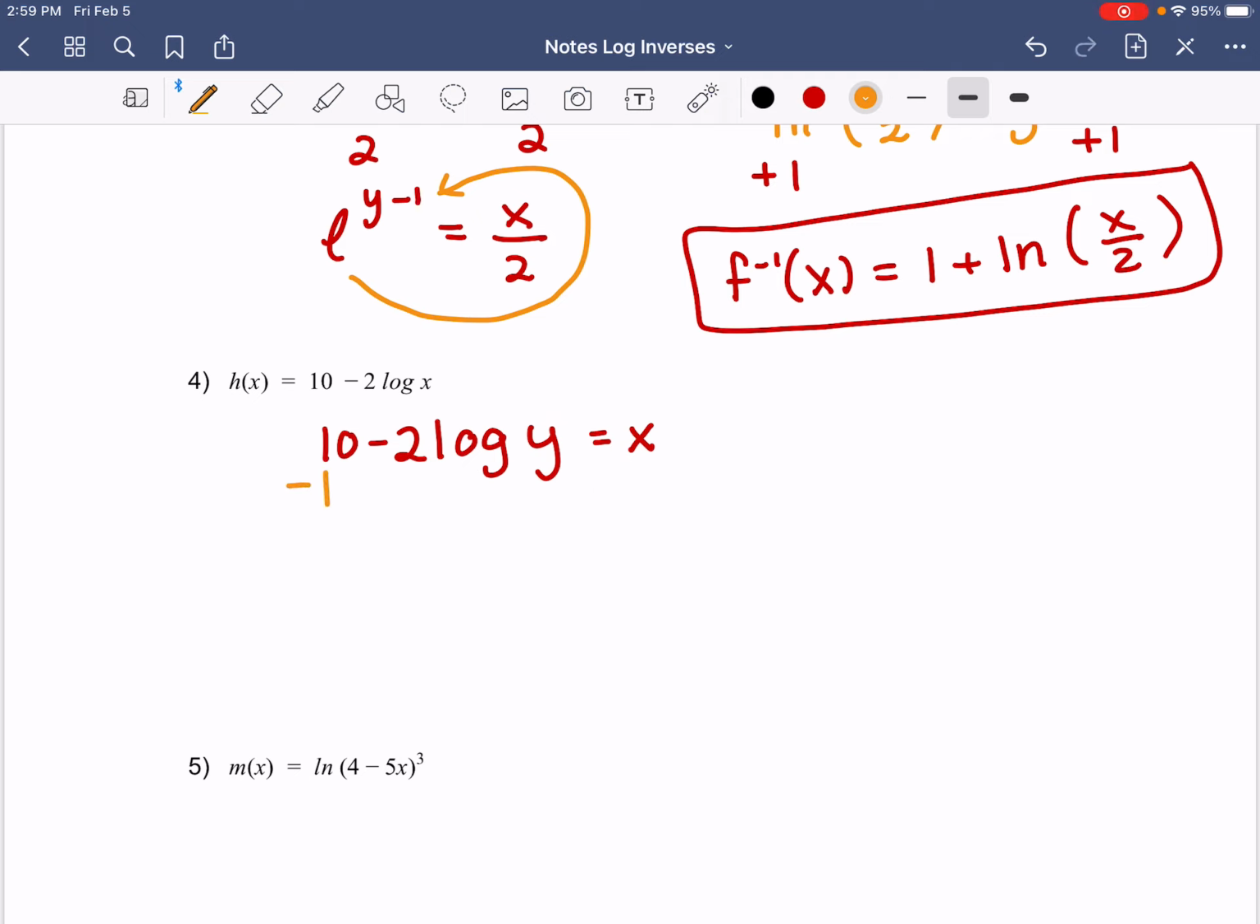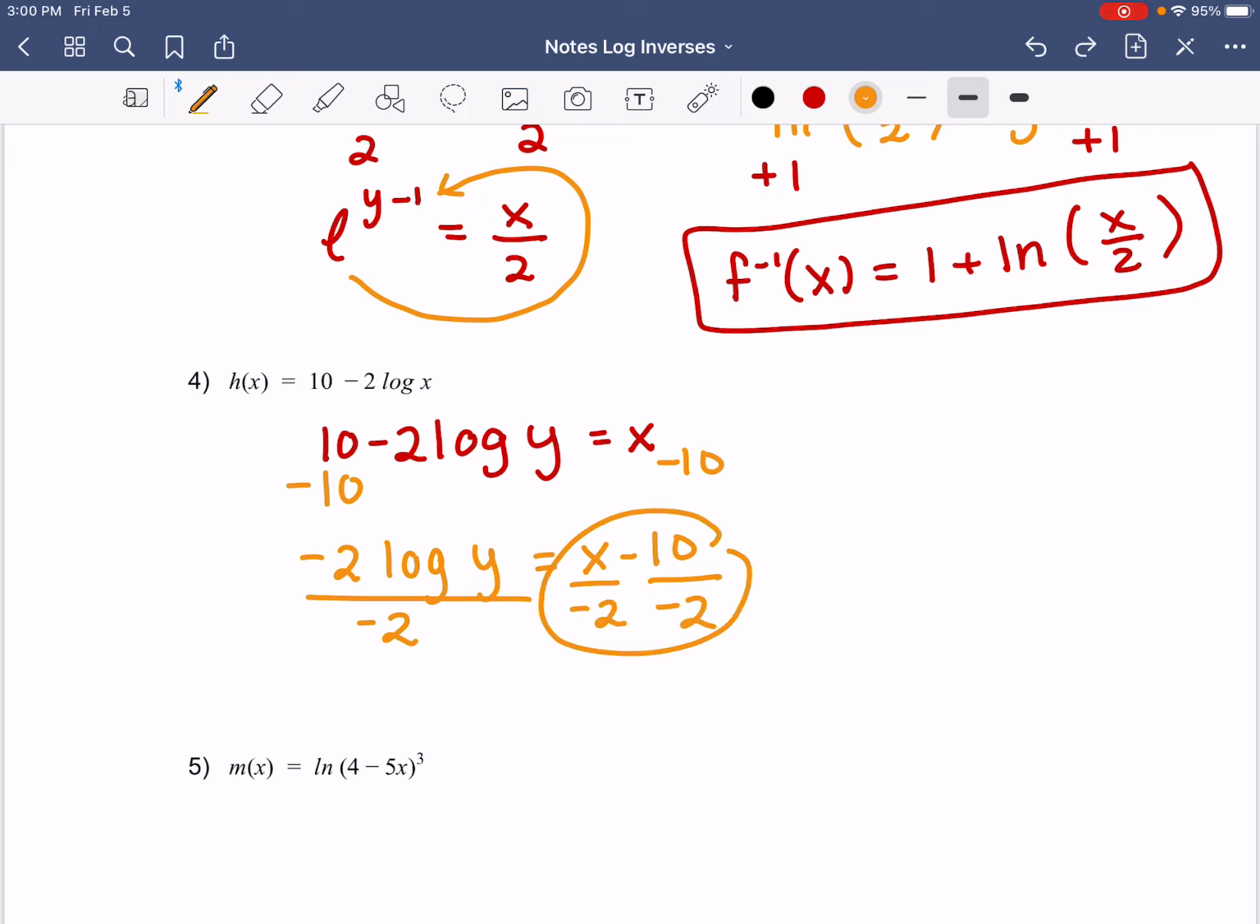So first I start by subtracting 10 on both sides. I get negative 2 log y equals x minus 10. And then the 2, I don't add it to both sides, I divide both sides by negative 2. And then to decide if I'm going to do one big fraction or 2 small fractions, the 10 can be divided by 2, so I'm going to do 2 small fractions. So I get log y equals negative 1/2 x plus 5, because the negative divided by negative is positive.